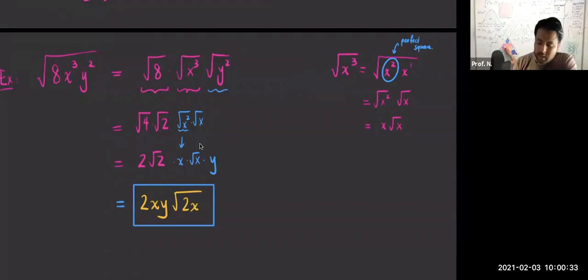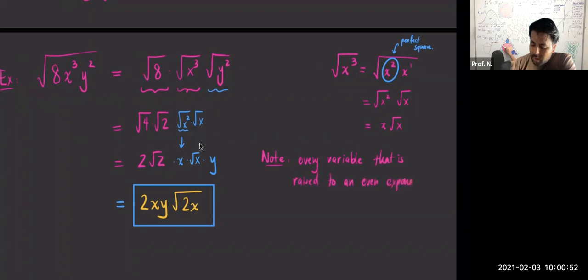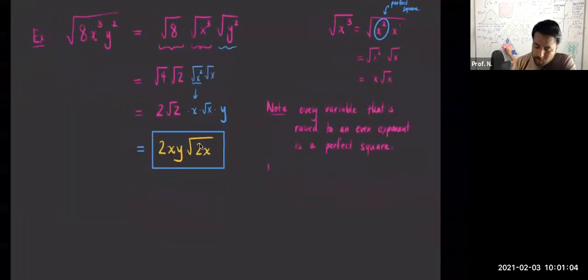So the key note, guys, that I will leave with you is that every variable that is raised to an even exponent is a perfect square. For example, x squared, x to the 4th, x to the 6th, x to the 8th. These are all perfect squares.